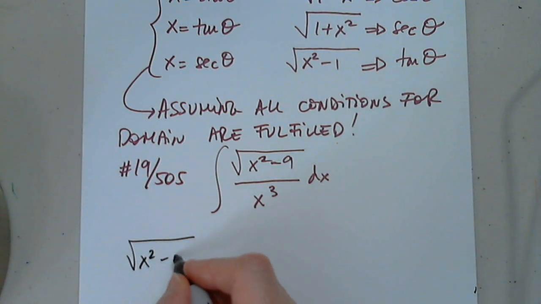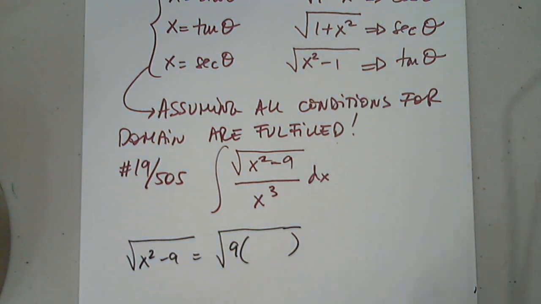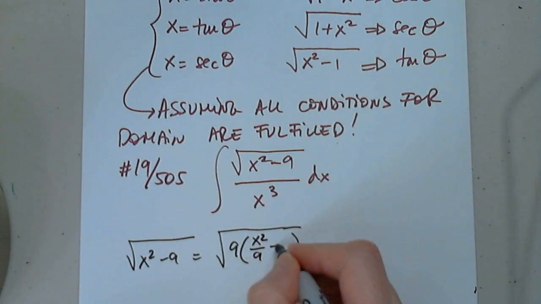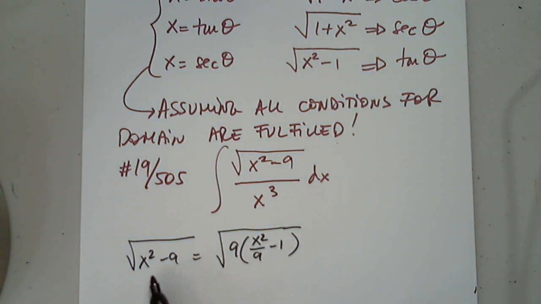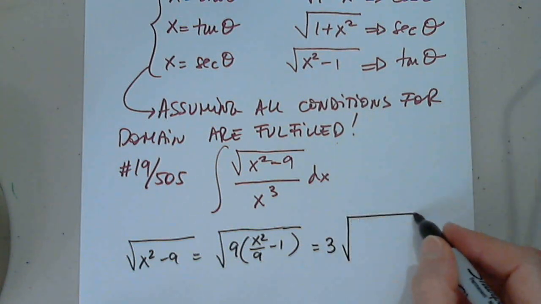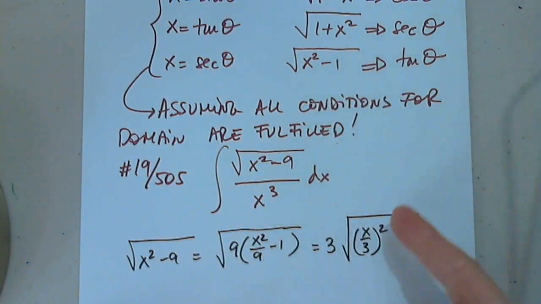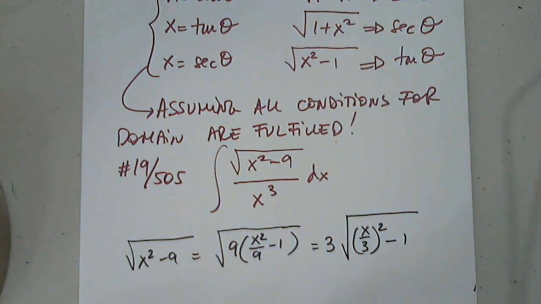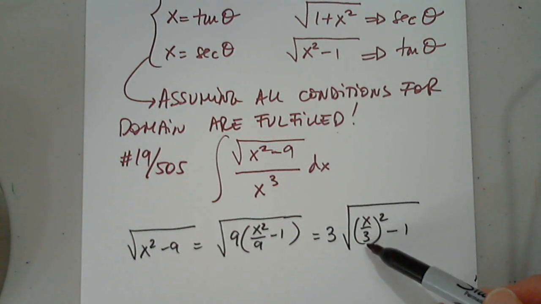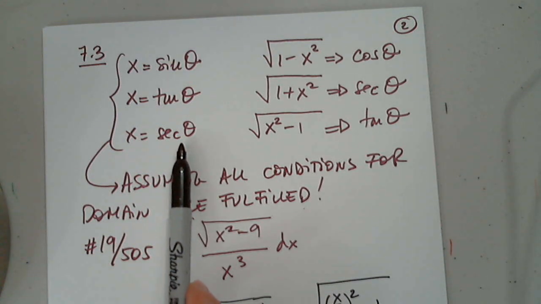The square root of x squared minus 9, I will factor under the square root 9. And you could say, how come? 9 is not a common factor. Sure, it isn't. But I can do this. 9 times x squared over 9 is x squared. 9 times negative 1 is negative 9. This is a product now. So I can take the square root of 9 and write 3. And the square root of x over 3, everything squared, because I want something squared, and minus 1. So then x over 3 will be exactly what I need, which is the secant theta.